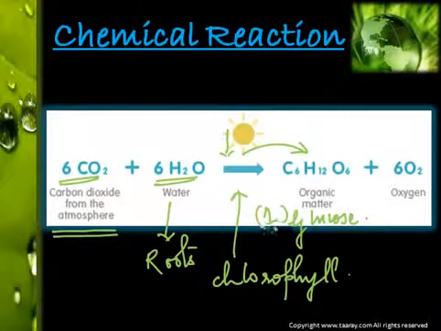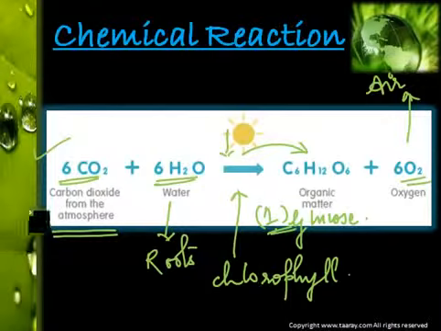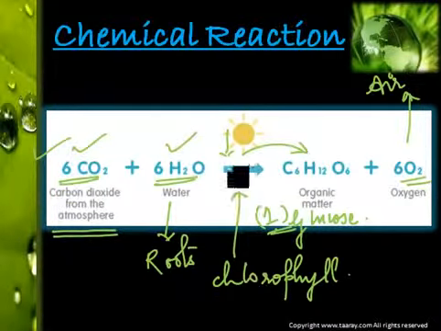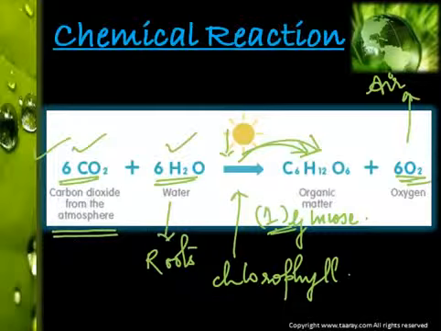Along with glucose, oxygen is formed, which is released in the air and utilized by us. So the chemical reaction is: 6 CO2 and 6 H2O, in the presence of chlorophyll and sunlight, combine to give 1 molecule of glucose and 6 molecules of oxygen.